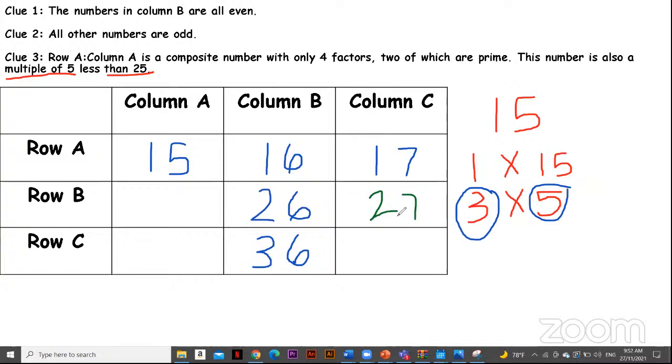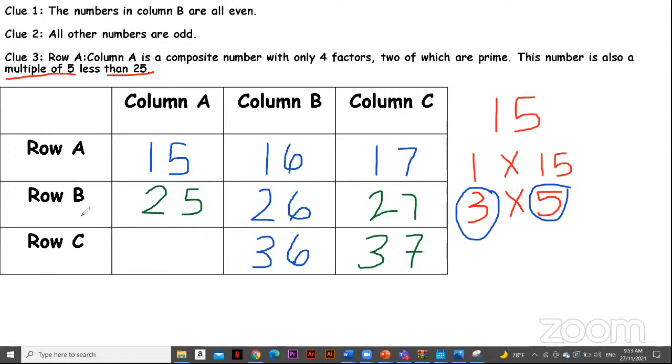Yes, row B, column C, good. Row B, column A, 25. Row B, column A, 25, good. Row B, column C, okay, 27. Row C, column C, 37. Good job, guys. Row C, column A, good, 25.